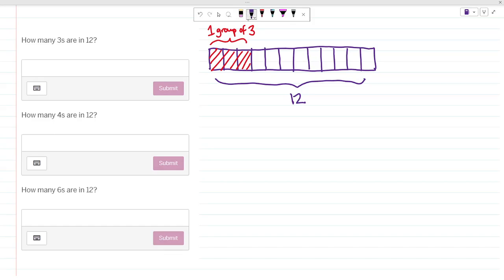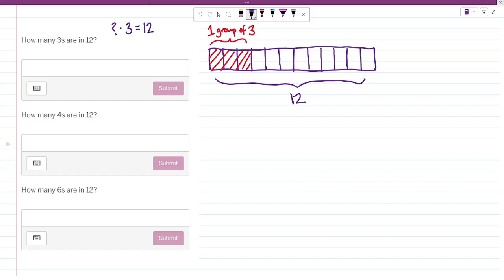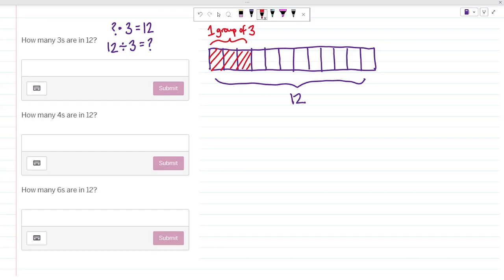Before I go farther, let's think about some equations we could write for this. So what's a multiplication equation that looks like how many 3s are in 12? Well, we could say how many groups of 3 are in 12. Or to write a division equation, what would that look like? We would say if I have 12 and I break it into groups of 3, the quotient will tell me how many groups I have. So that's what we're doing here.